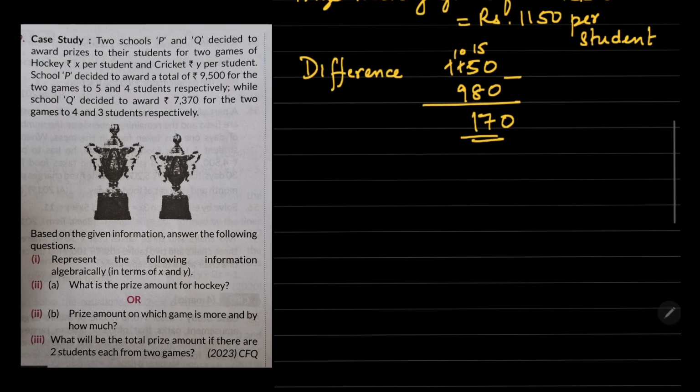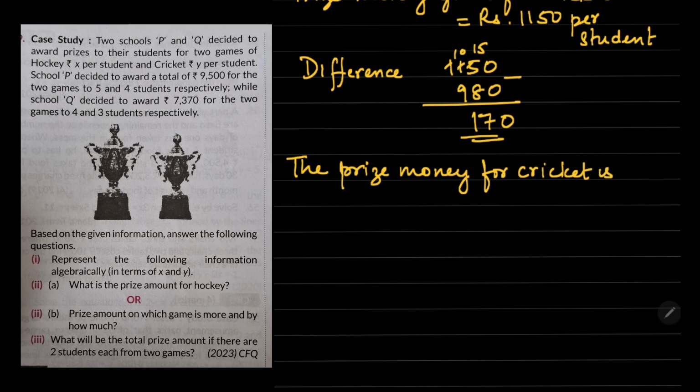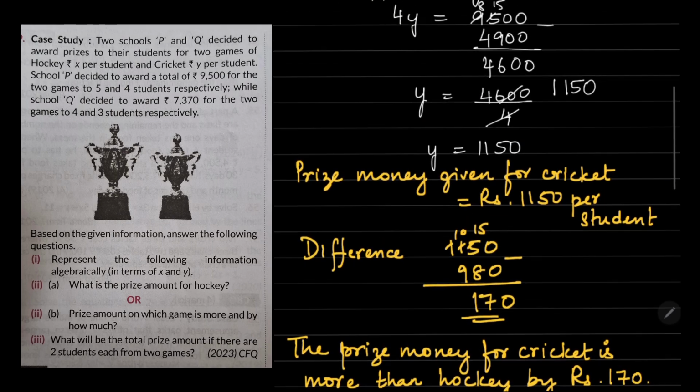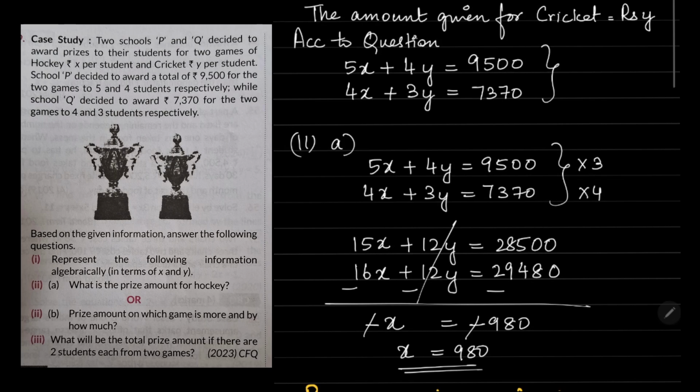How should you write it in the sentence? The prize money for cricket is more than hockey by rupees 170. So this is how clearly you have to write for the 2B question.